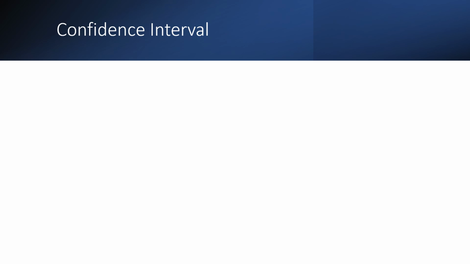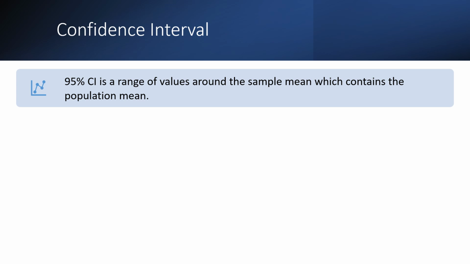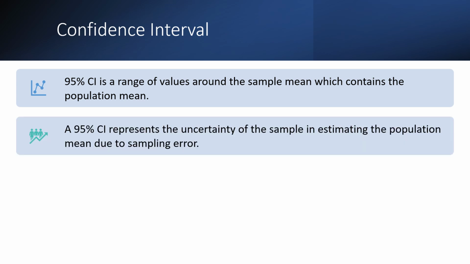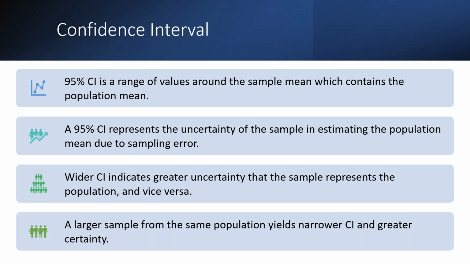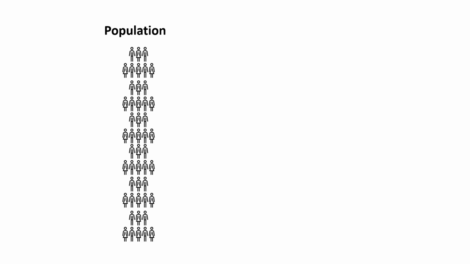Let's talk about confidence interval. A 95% confidence interval is a range of values around the sample mean, which contains the population mean. A 95% confidence interval represents the uncertainty of the sample in estimating the population mean due to sampling error. A wider confidence interval indicates greater uncertainty that the sample represents the population and vice versa. A larger sample from the same population would yield a narrower confidence interval and indicate a greater certainty.